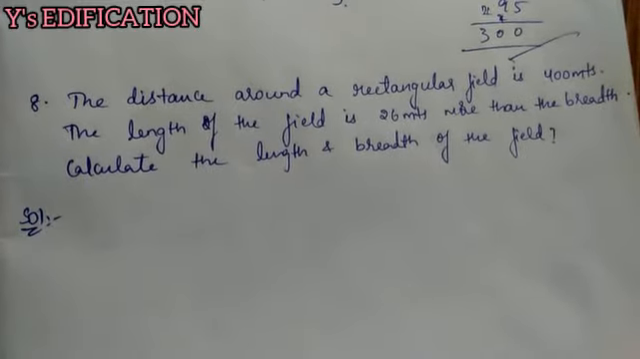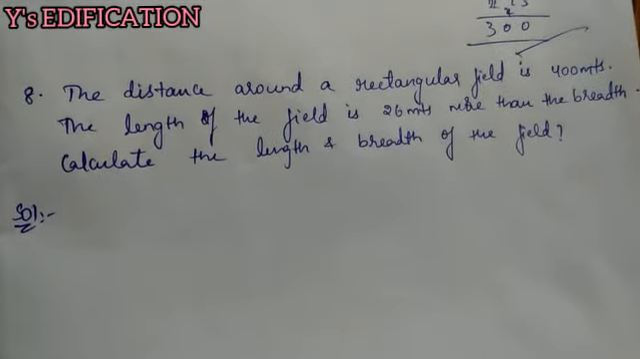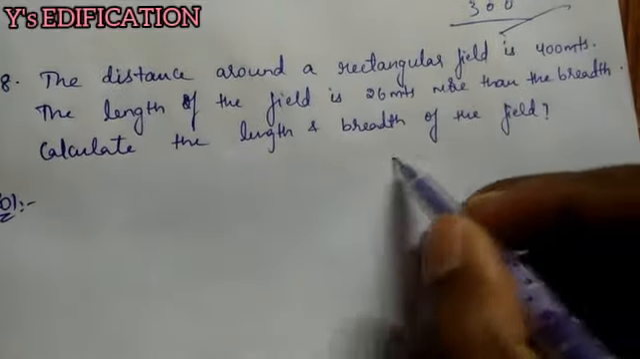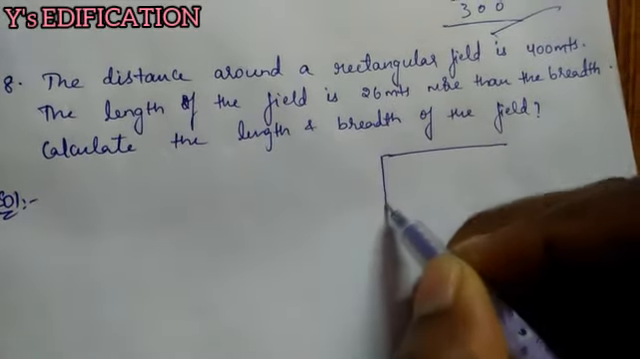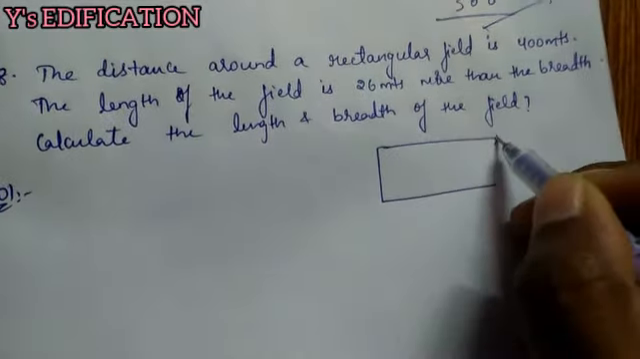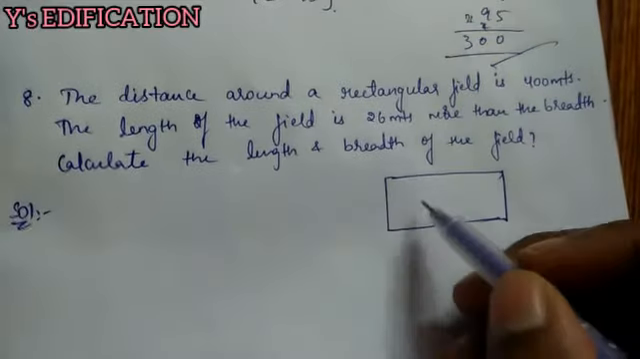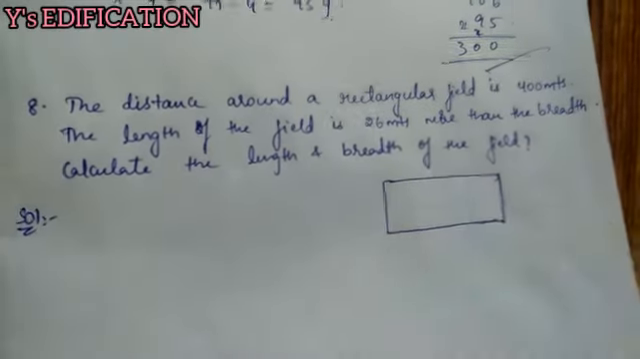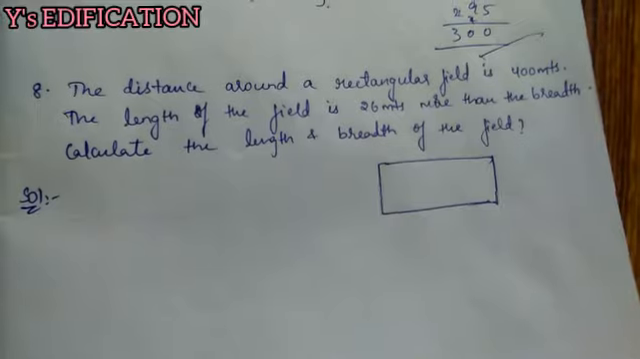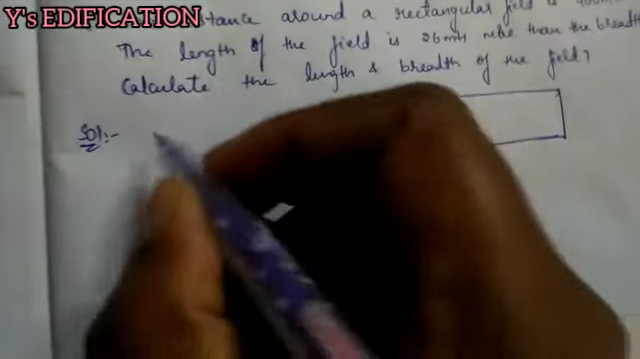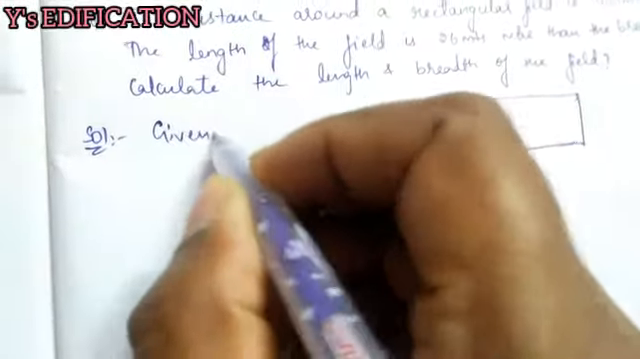The distance around a rectangular field is 400 meters. Let me take a rectangular field. I am going to draw a rough figure. You also can draw this. The distance around a rectangular field. What is the distance here? Distance means perimeter. So first add on the given.